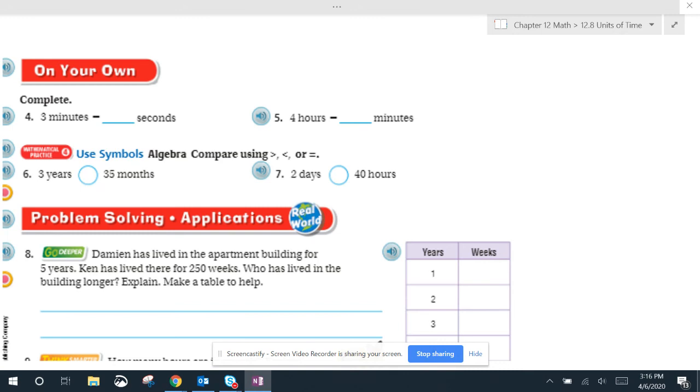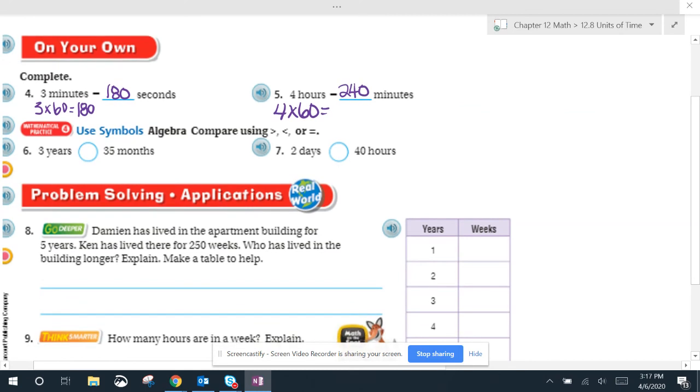Okay, everybody, we have minutes and seconds. So I'm changing minutes to seconds and multiplying by 60. So 3 times 60 is 180. So there are 180 seconds in 3 minutes. I've got 4 hours equals however many minutes. Well, there are 60 minutes in 1 hour, so I'm going to do 4 times 60, which equals 240. So there are 240 minutes in 4 hours.